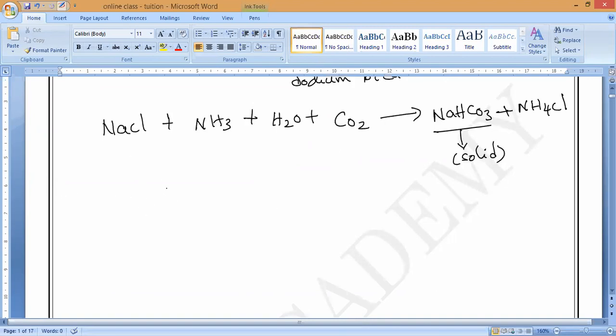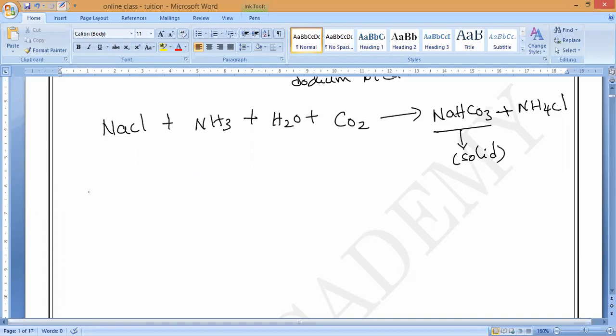Now the properties. Sodium hydrogen carbonate consists of white crystals which are less soluble in water. It is a non-corrosive base and it is alkaline in nature. Alkaline in nature means it will convert which litmus to which litmus? Red litmus to blue litmus.